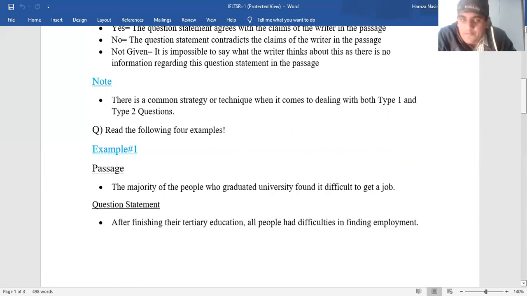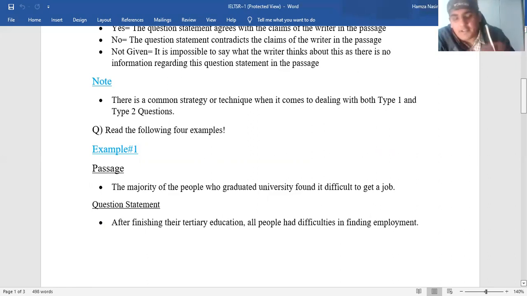That being said and done, next up I've given some examples, and now we're actually going to comb through those examples and figure out what the answer is going to be. In the case of these 4 examples, let us assume that they are all type 1 questions, which means the answer can be one of 3 possibilities. It can either be true, or false, or not given, okay?